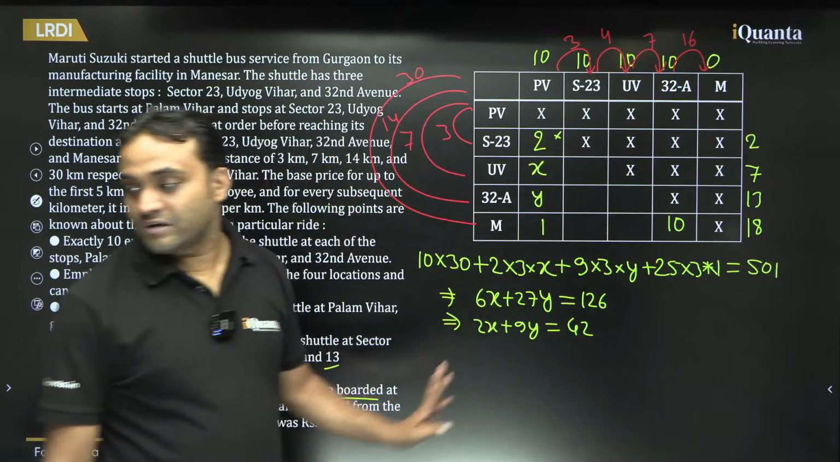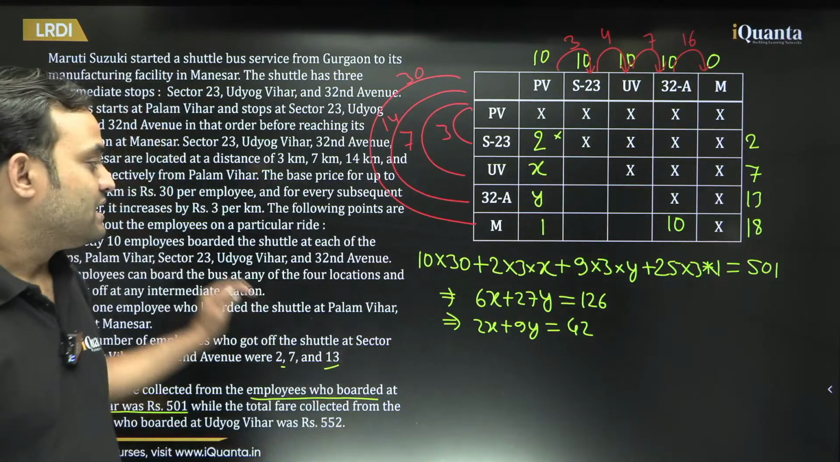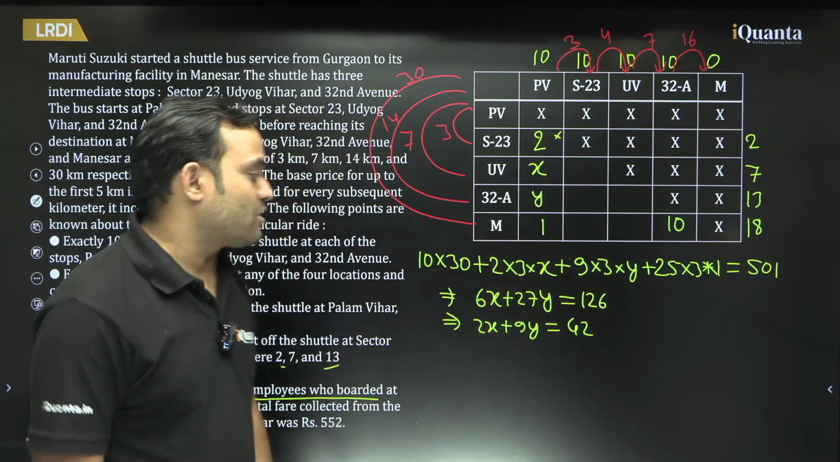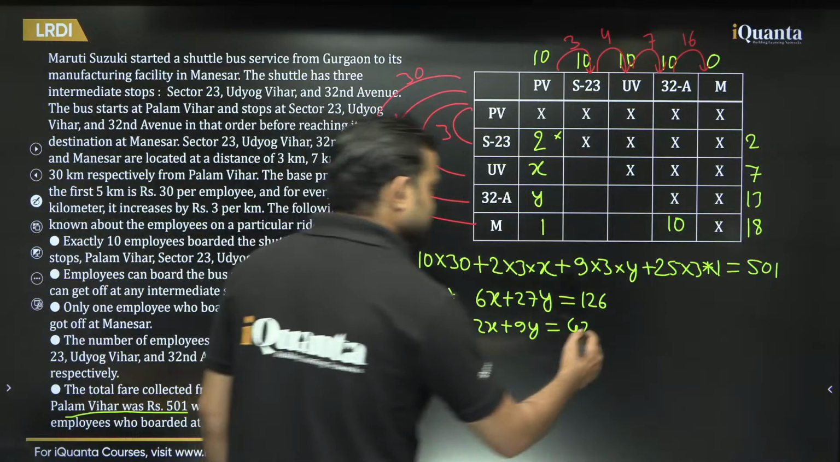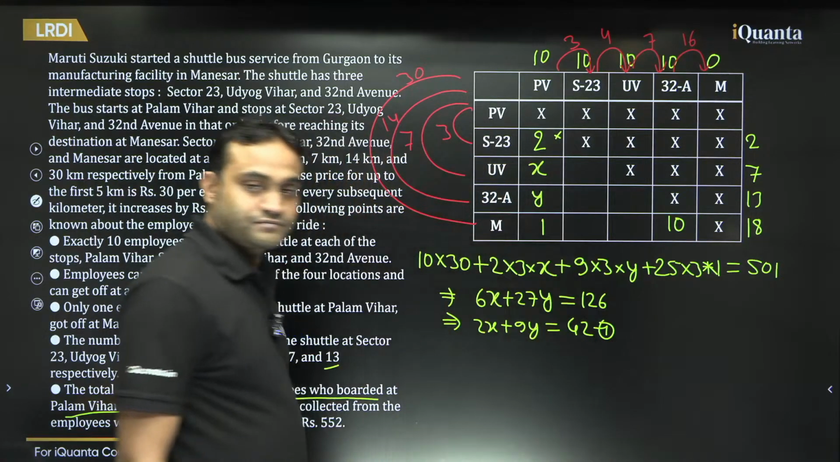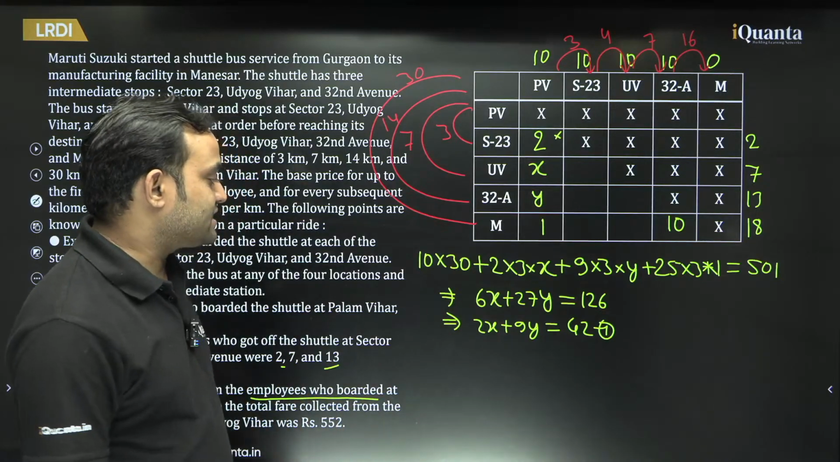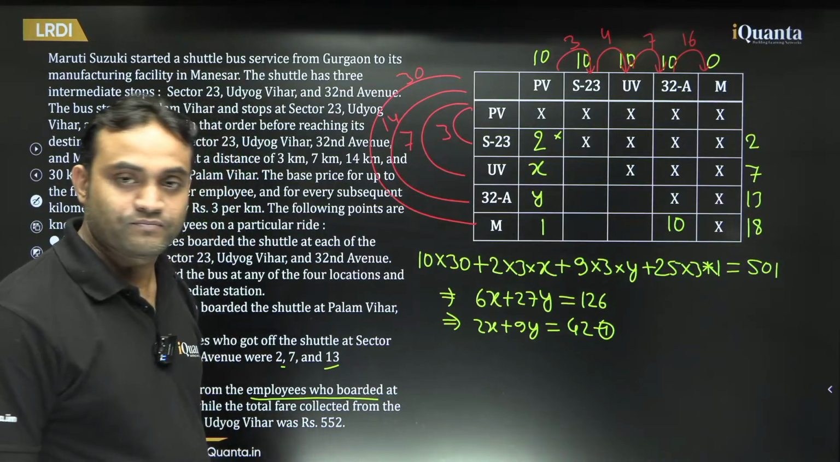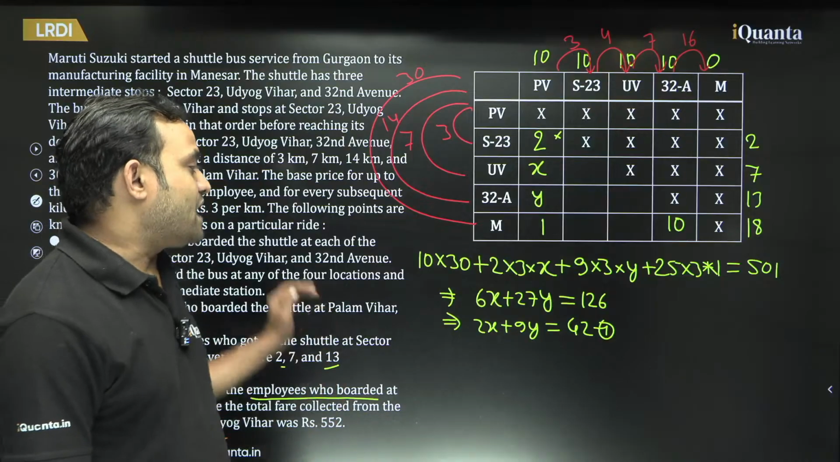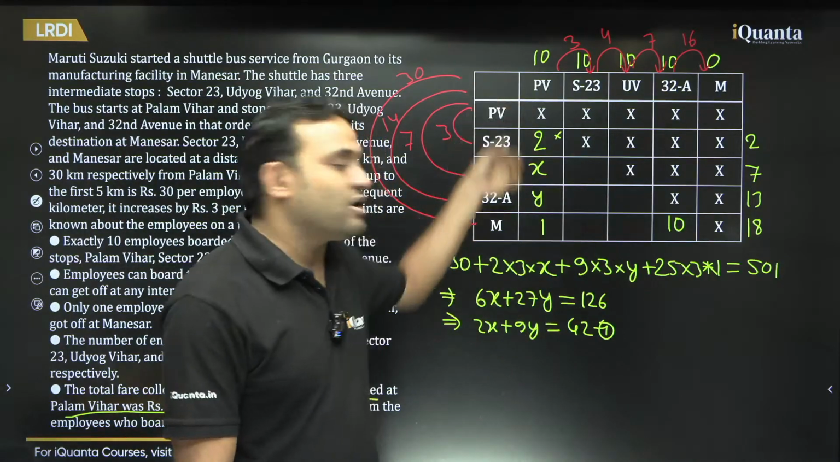Is that clear to everyone? Tell me, any doubt up to here? Does anyone have a problem understanding this statement? Let's say this is our equation 1. 2x plus 9y is 42. Does anyone have any doubt? No? I am just calculating the total fare paid by all of these persons.